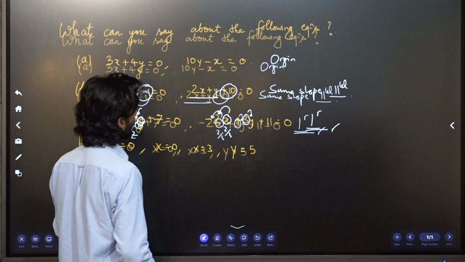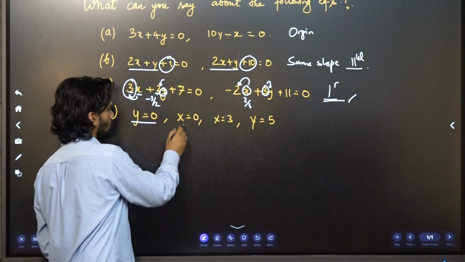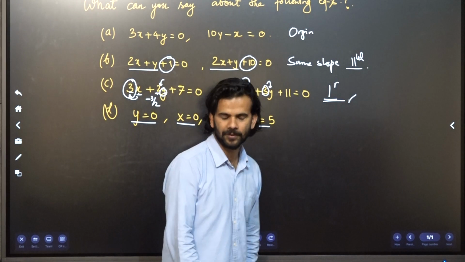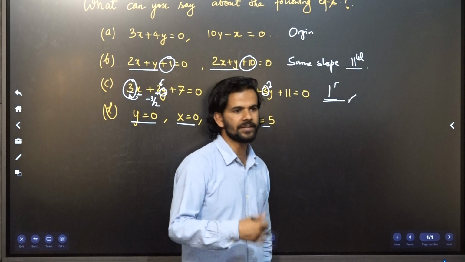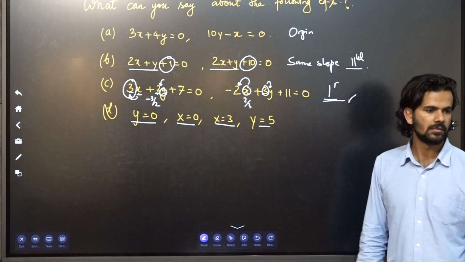Okay. What about this one? Very easy. It passes through the origin. All of them pass through the origin, right? That is sure, because there is no intercept. Another thing: y equals 0.